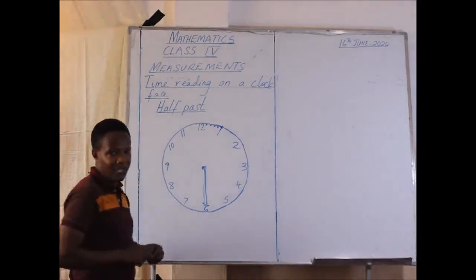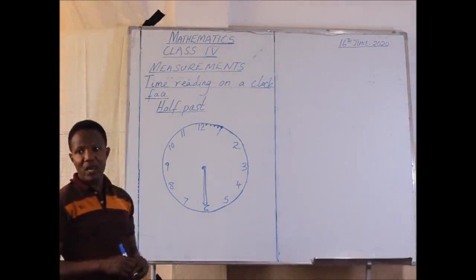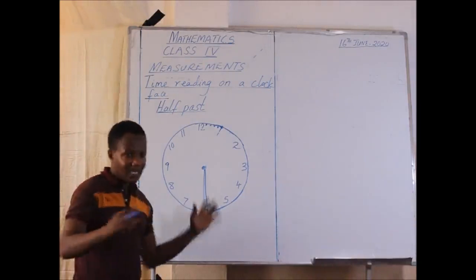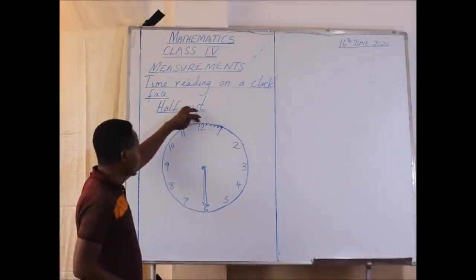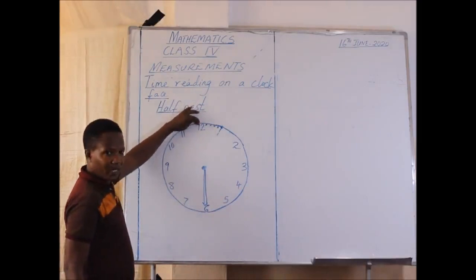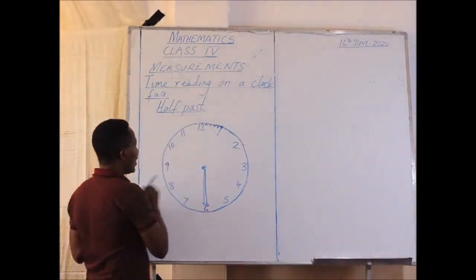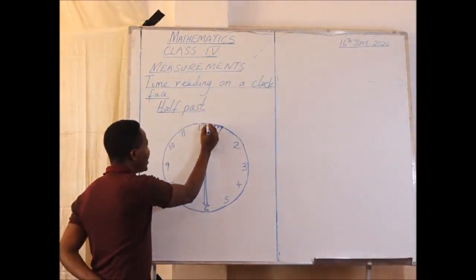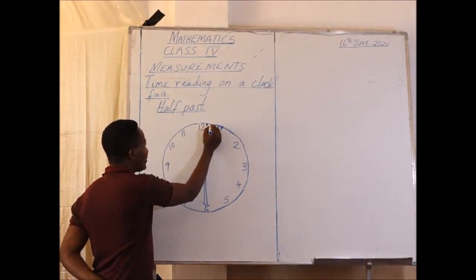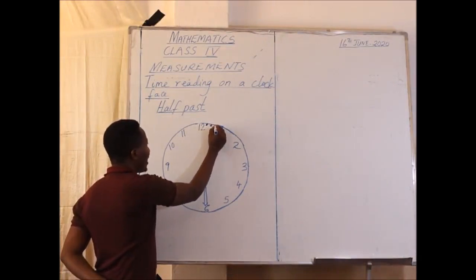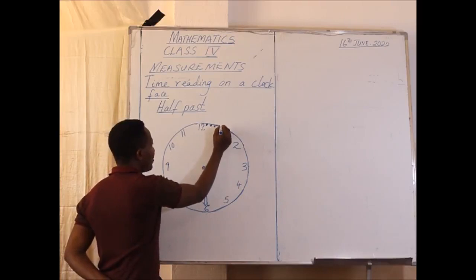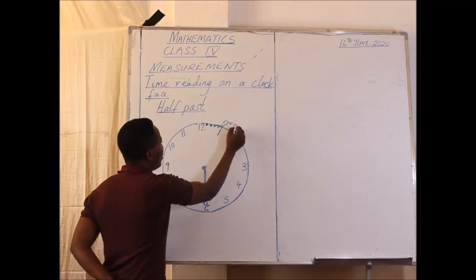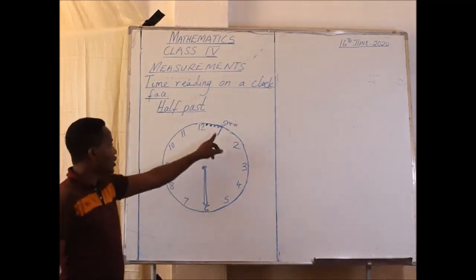Half of the 60 minutes, whereby 1 hour is represented by 60 minutes, and half of an hour is 30 minutes. And in the clock face, you can see from 12, it is 60 minutes. But when we start counting from the first minute here, one, the second minute, the third, the fourth, the fifth minute here.